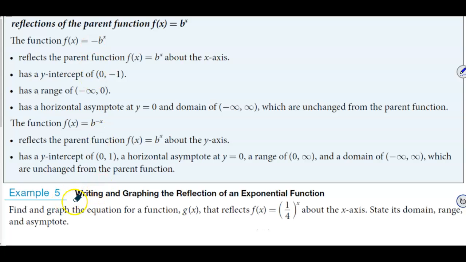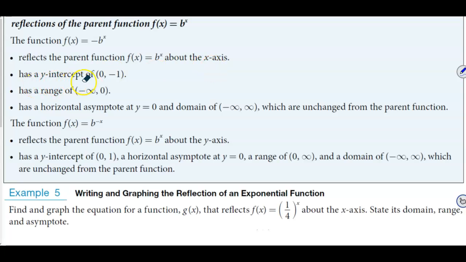In example 5, we're going to be writing and graphing the reflection of an exponential function. So let's talk about reflections of the parent function f of x equals b to the x power. Reflections of the function is f of x equals negative b to the x. So the negative sign is going to reflect the parent function about the x-axis.